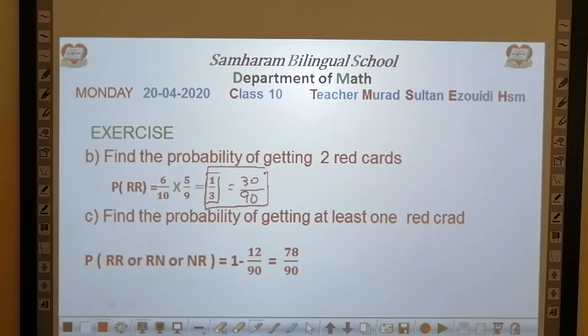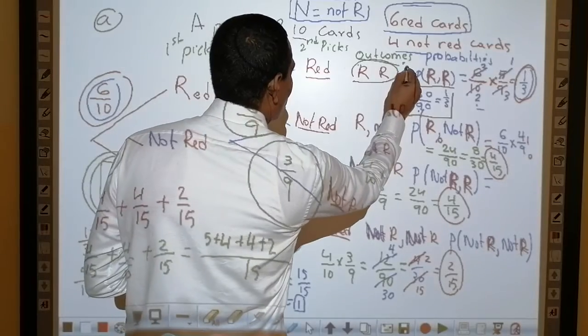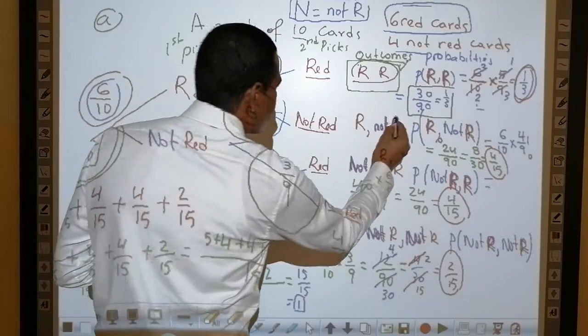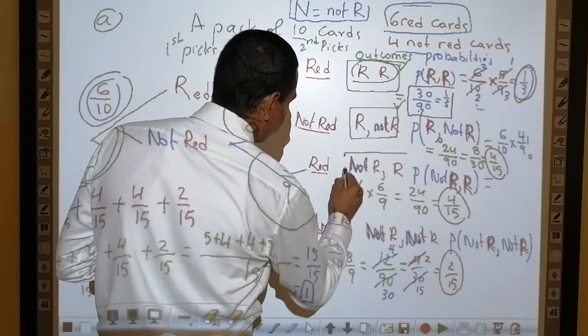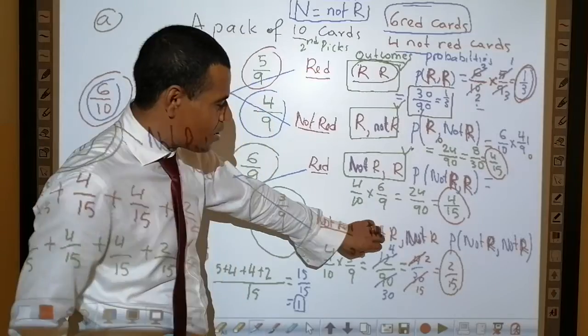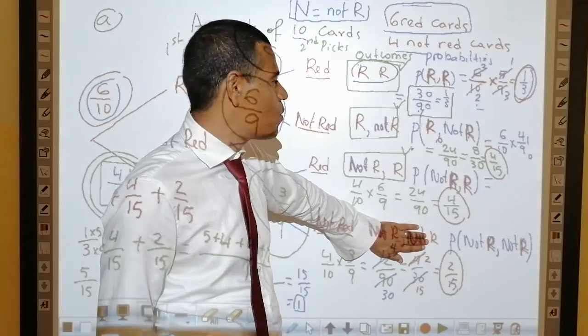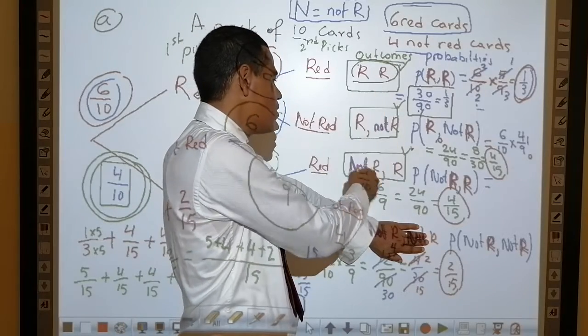Then find the probability of getting at least one red card. At least one red card means what? I will take into consideration this one, then this one also, then this one. This one, not red, I will never choose it. Okay. I will calculate the sum of these probabilities of the events.